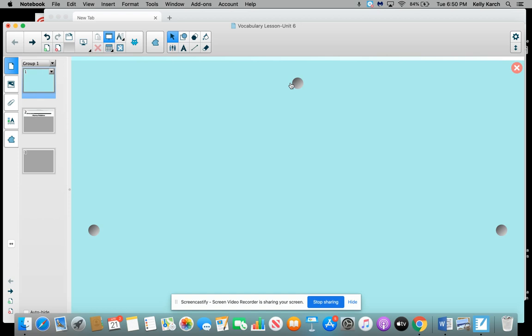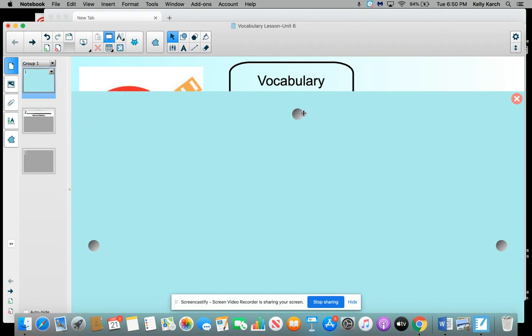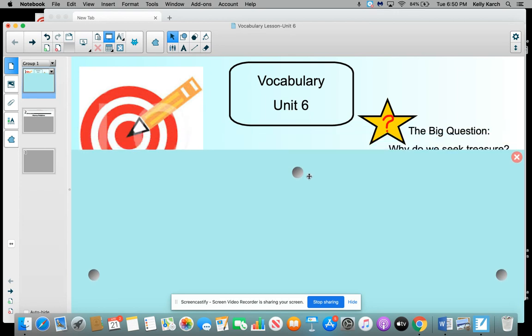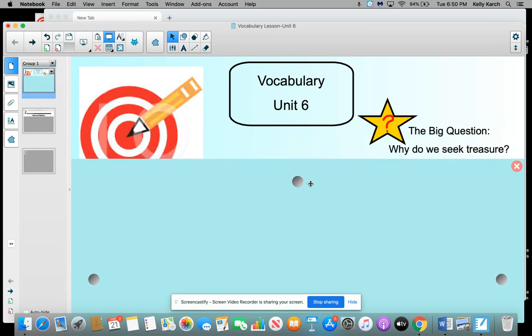Hi, fourth grade. Today's writing lesson is also a vocabulary building lesson. We will be working with words from our Reach for Reading Unit 6. And just a reminder, our big question for the unit is, why do we seek treasure? The theme from our unit is a social studies content theme of exploration and discovery. So as we consider these vocabulary words, we want to think about them within that context.